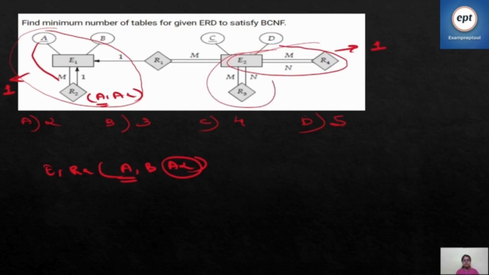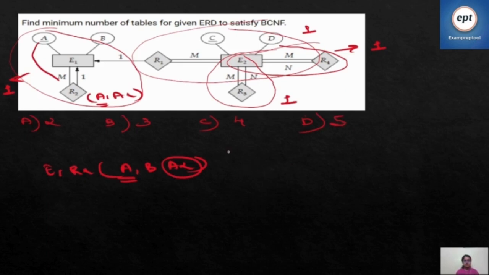This is also self-referential R3. It will be combined with E2, so this will also have one table, and this whole also will have one table because it is 1 to 1. So you can calculate all. We will have four tables like 1, 2, 3, 4. Like one M to M will have one table, another M to M will have one table, and for M to 1 we will have one separate table. Okay, so likewise we did. So this whole we will have one table. So likewise it will have four tables.